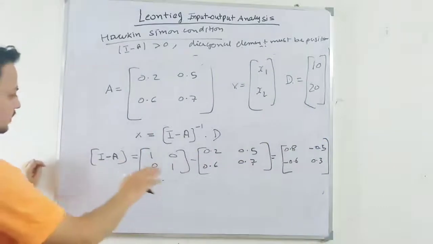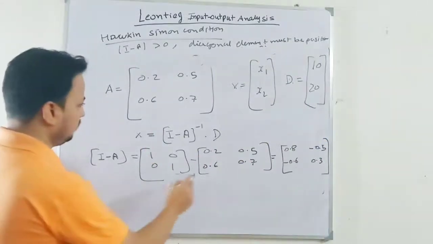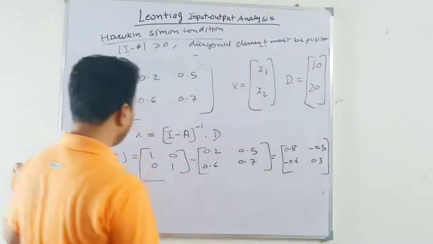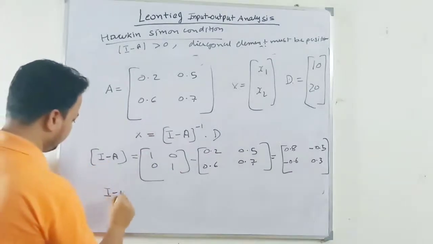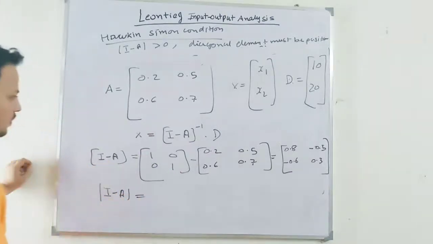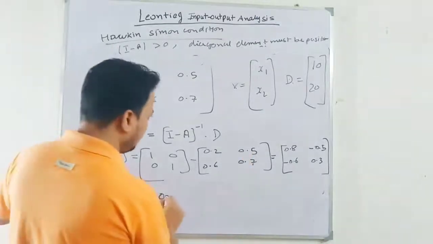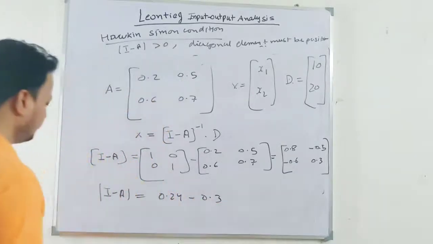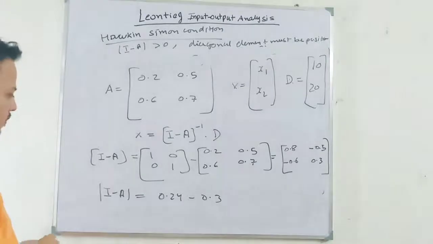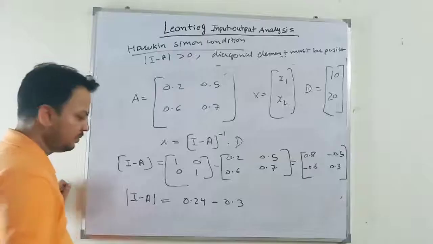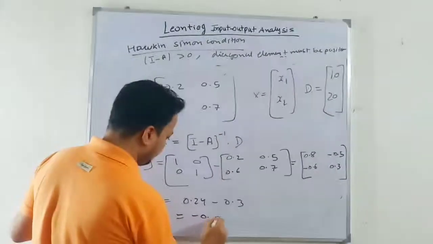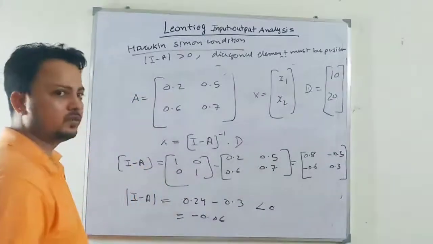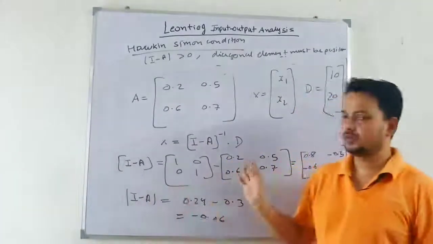So you have this thing. So the first condition or second condition in Hawkins-Simon condition is satisfied. Now we have to take the determinant of this I minus A. So what will be the determinant? 0.24 minus 0.3. So the determinant is coming out to be negative. This is minus 0.06. Okay. So this is negative. Hawkins-Simon condition not satisfied. So whatever solution we will get, it is not a feasible solution.